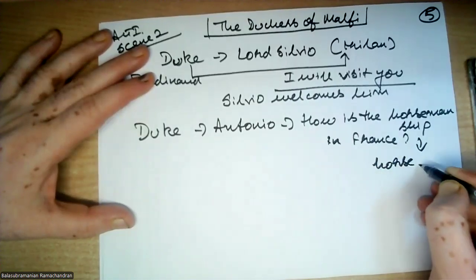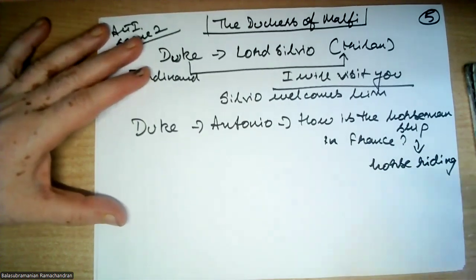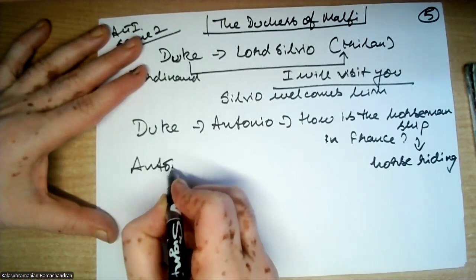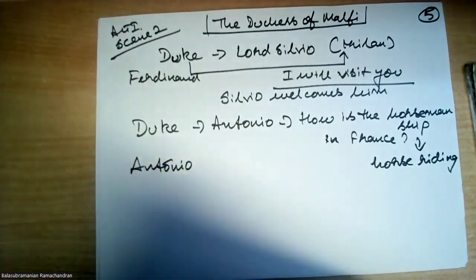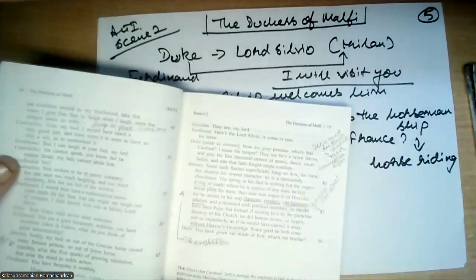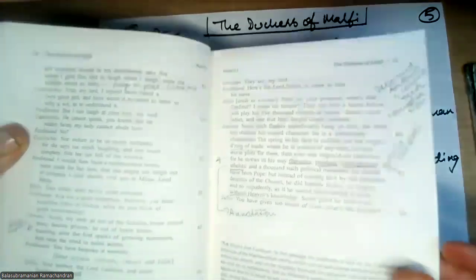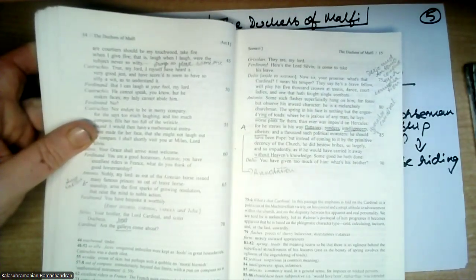Okay. But here horse riding does not mean just for pleasure. It means in war. Okay. And then Antonio says, and you can note them down, they are very famous. Antonio says, "Sir, horsemanship is what makes a prince a man." Okay, makes a person a man.